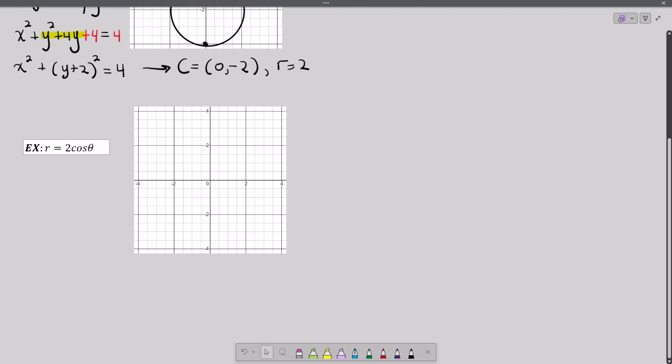So here's another one. Let's first go through the polar graphing method, starting at theta equals 0. Plug that in. Cosine of 0 is 1. 1 times 2 is 2. So that tells us to plot 2 units from the origin in the direction of 0 radians. So that's this point. Then we come up to pi over 2. Cosine of pi over 2 is 0. So that's the origin.